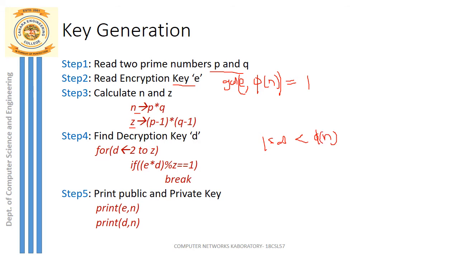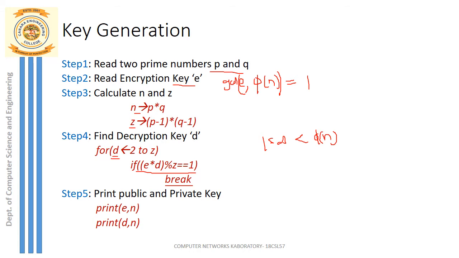In order to find the D value, we use a loop which starts from 2 and goes till Z. Whenever the D value satisfies this condition, we break the loop and we keep the value of D. That value will be kept as the decryption key. That is why whenever this condition is satisfied, we break the loop. And the loop variable is nothing but the D value, that is variable D.